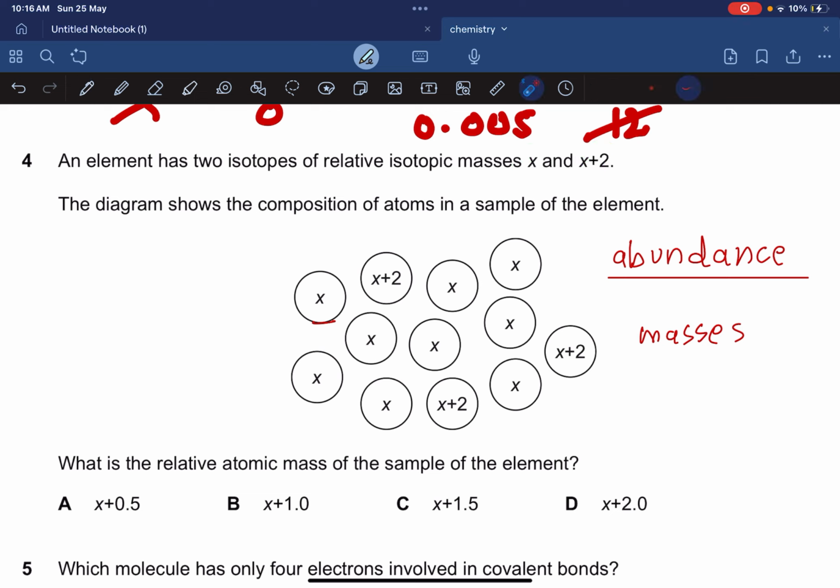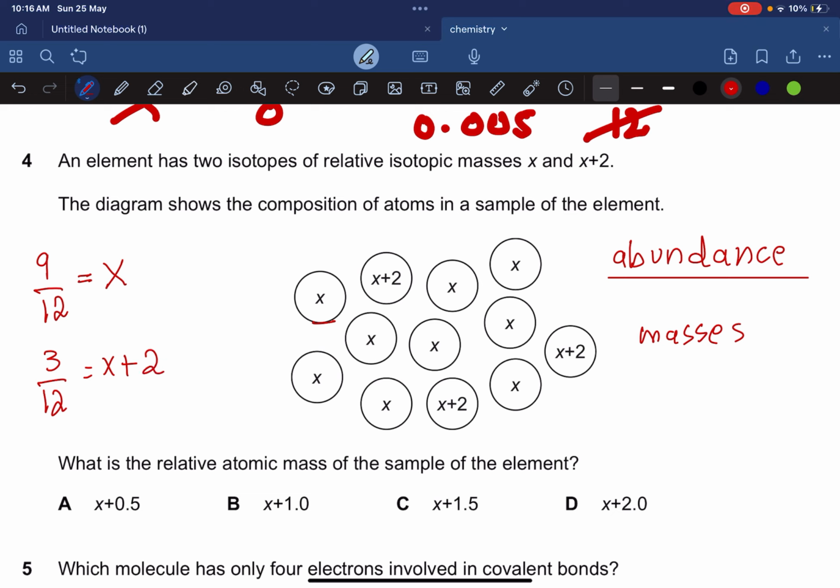So how many x do we have? We have 1, 2, 3, 4, 5, 6, 7, 8, 9. I guess that's all we have. And what's the total? 9, 10, 11, 12. So 9 upon 12 is the abundance of this x. And obviously 3 upon 12 is going to be the abundance of x plus 2.